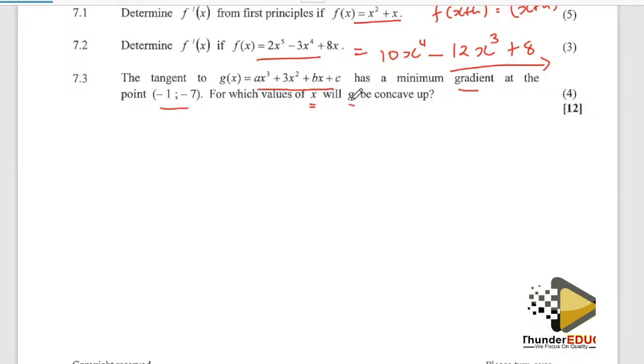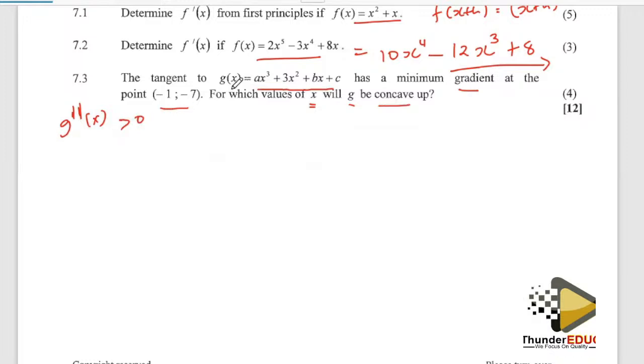when you talk about concavity, the main focus must go to the second derivative. Whether it's concave up or concave down, doesn't matter. So second derivative, now since they're talking about concave up, then you can say it's greater than 0. And if it's concave down, then the second derivative must be less than 0. So what are we going to do?